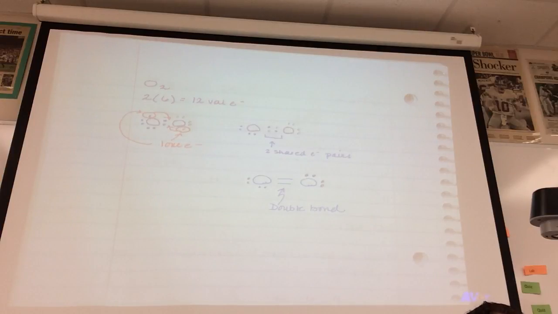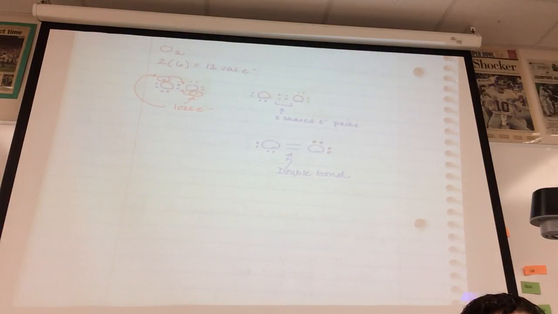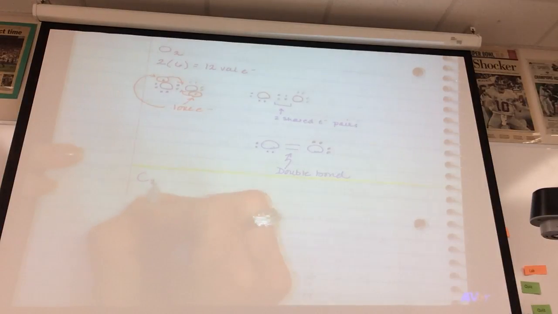We'll do a few with dots, and then I'll show you how you really can just jump to sticks. Questions on the first one? On the second one, we've got C2H4. This actually is ethene or ethylene. This is the gas that fruits give off to assist in their ripening process.